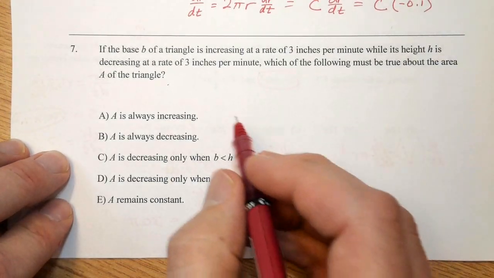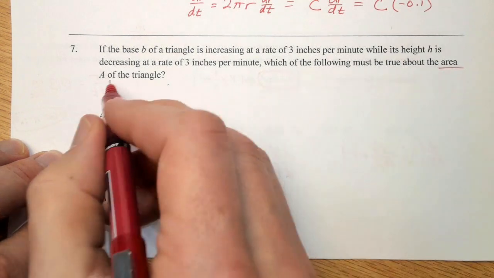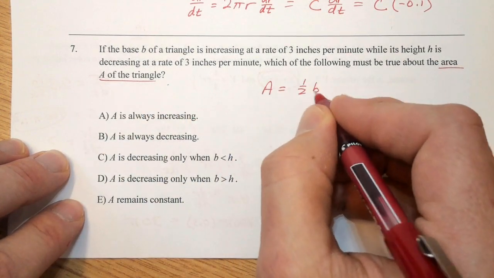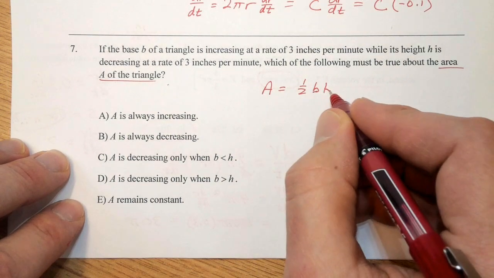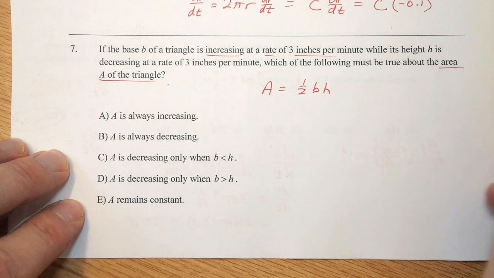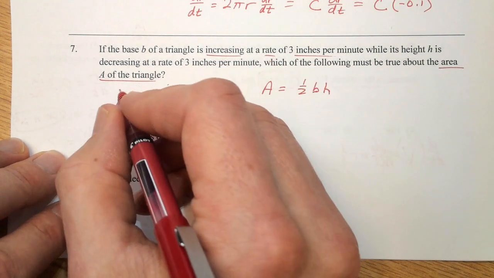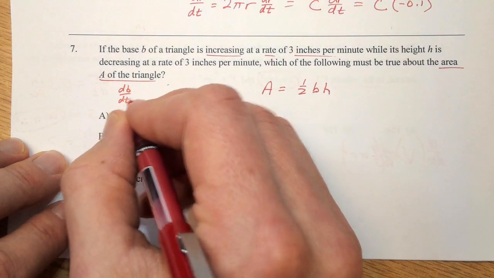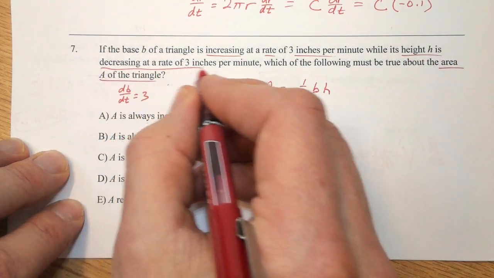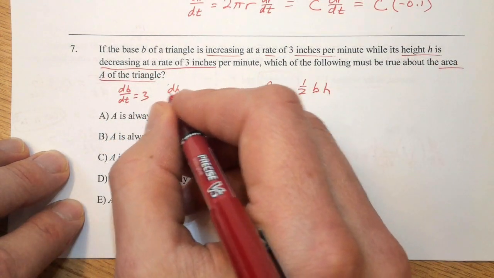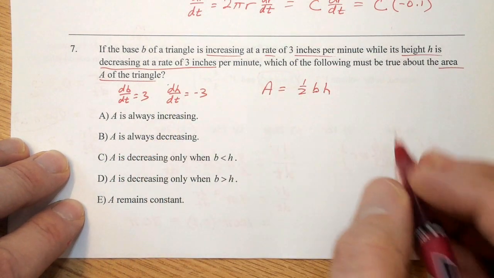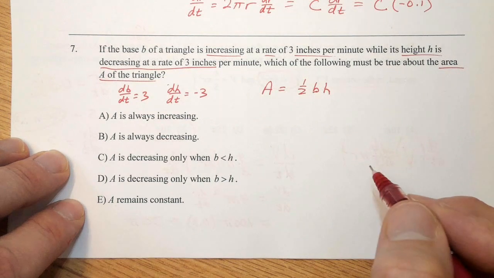All right, we have a triangle. We're interested in the area of the triangle. We know that the formula for the area of a triangle is 1/2 base times height. And we're given some information about this triangle. The base is changing at a rate of 3 inches per minute. All right, so we know that dB/dt is equal to 3. The height is decreasing at a rate of 3 inches per minute. So dH/dt will also have a 3, but it's going to be negative because of the decreasing rate.